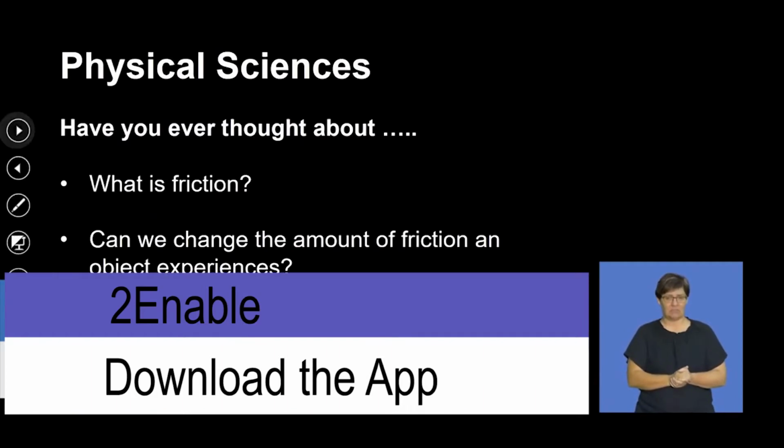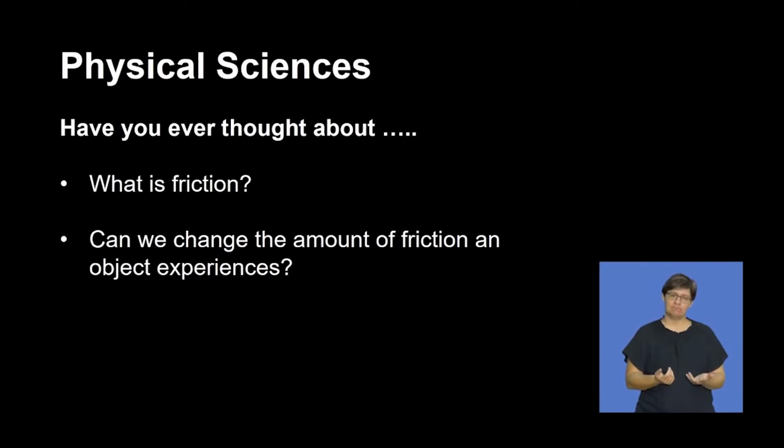So where are we going? Well, we need to first understand what is friction. What causes friction? Where does it come from? Why does it exist? Because it's not like we want friction, but it's there. So we have to talk about that. Then we're also going to talk about, can we change the amount of friction that an object experiences? How do we change that?